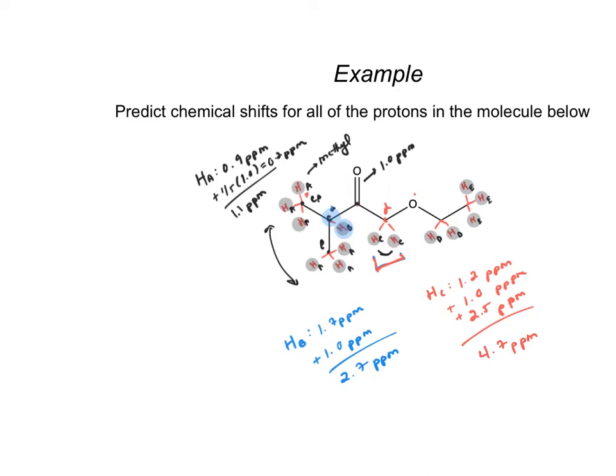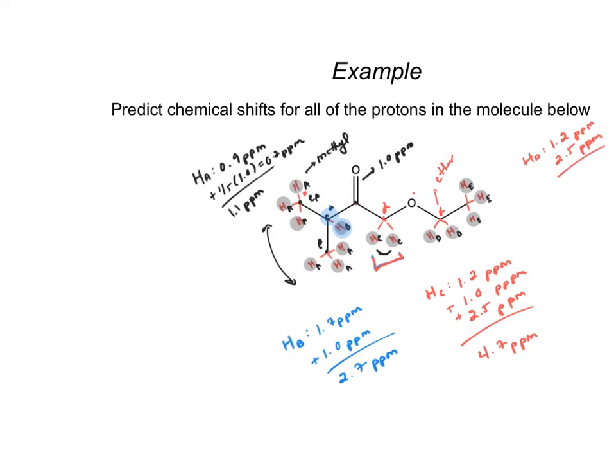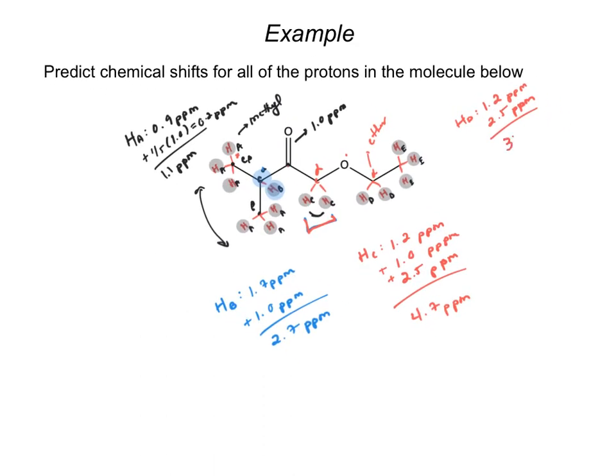So this is alpha. These, HD, are also alpha to an ether. But now we're not going to feel any more of that carbonyl. We're too far away for it. So these HDs normally would be at 1.2. We're going to add a 2.5, and so overall, we'd expect to find them at about 3.7.